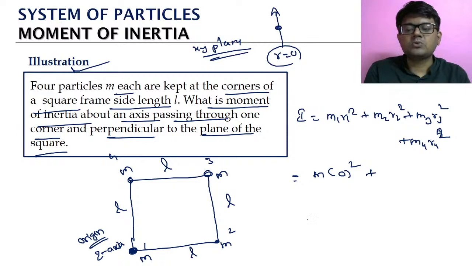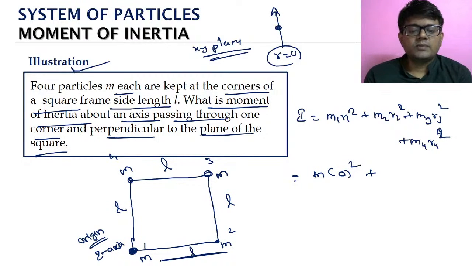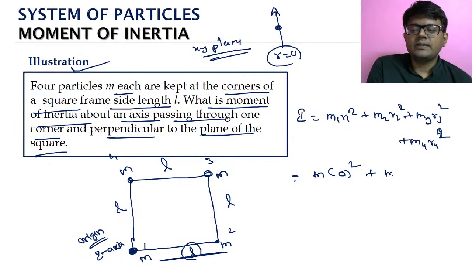Next, M2 R2 square. What is the distance of the particle at corner 2 from that Z axis? That is the side length L. So M into L square. Now the particle 3.